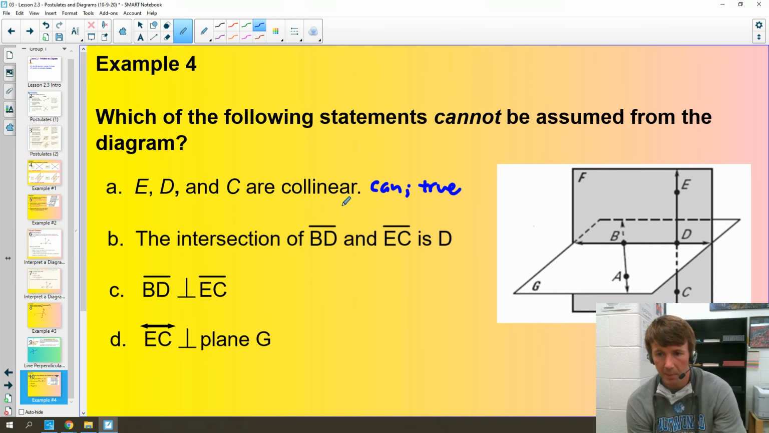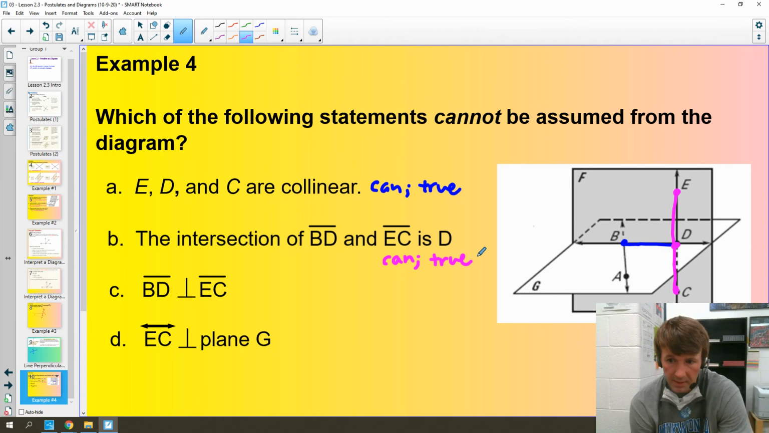The intersection of segment BD. So where's segment BD? It's right here, only from this spot. So there's segment BD and segment EC. The intersection of them is point D. Again, it should say point there. Is it point D? Absolutely. Yep, that's where those are intersecting. They're both passing through that point. Two segments would always intersect at a single point. So absolutely, we can assume that, or we could say that that's true.